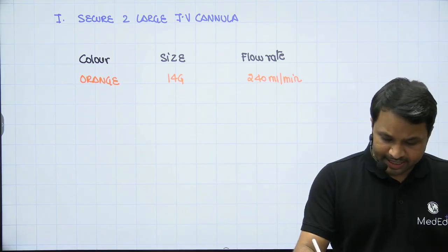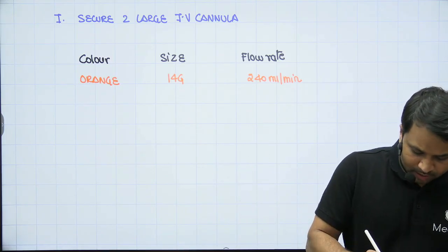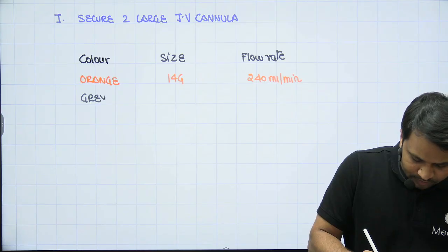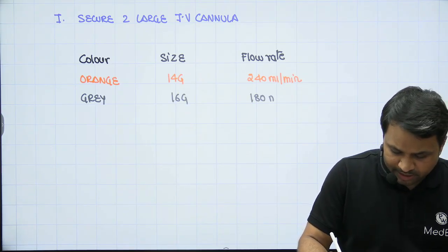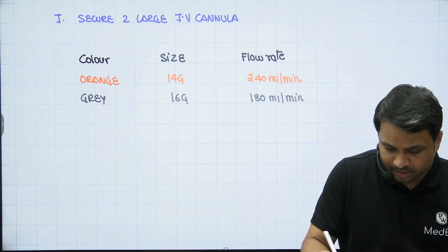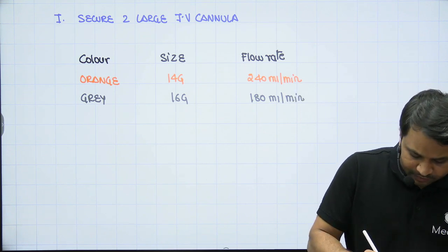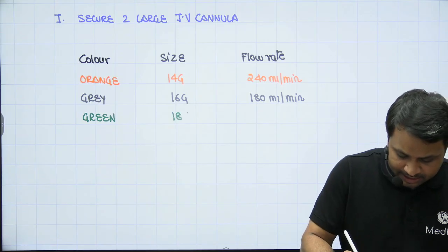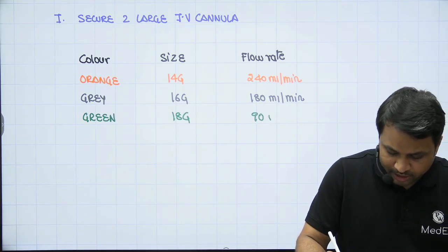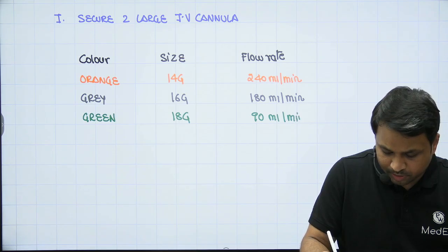Okay? Then you have the gray colored cannula. What is the size of gray? It is 16 gauge. How much is the flow rate? It is going to be 180 ml per minute. After gray, which comes next? We have the green colored cannula. Okay, what is the size of green? 18 gauge at a flow rate of 90 ml per minute.